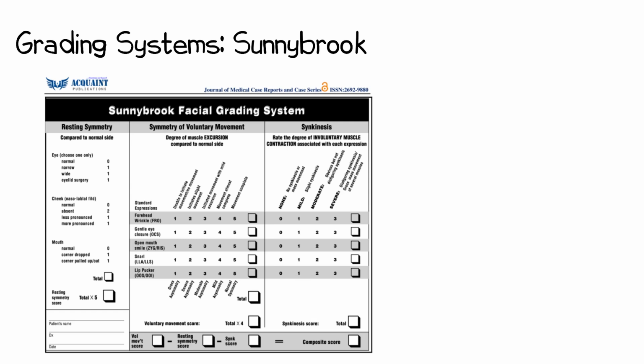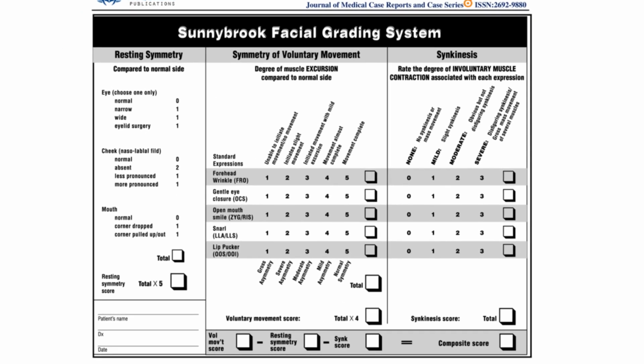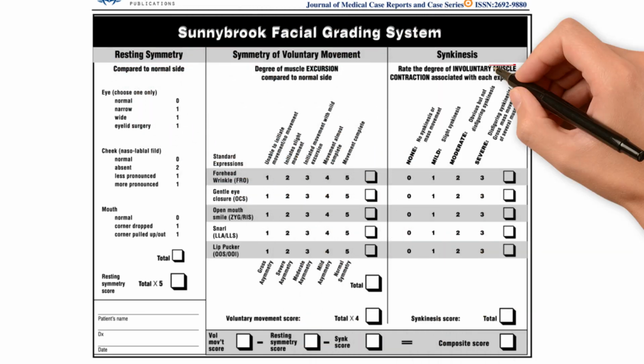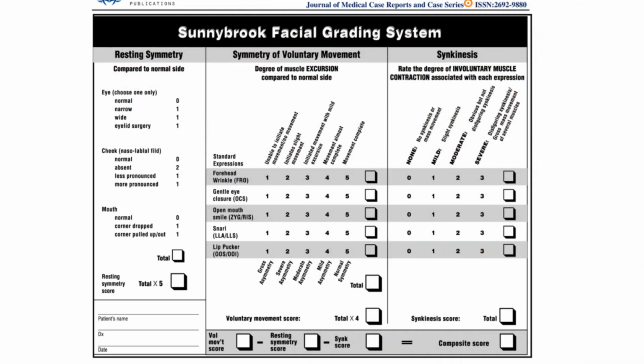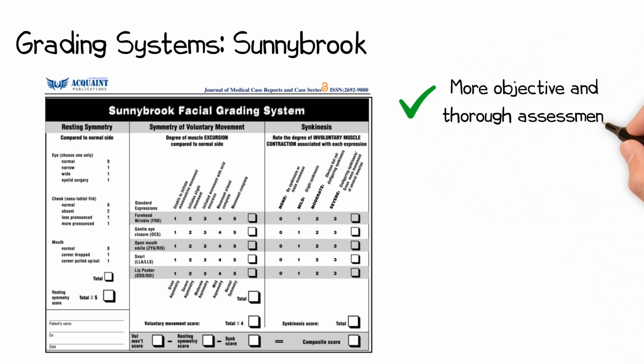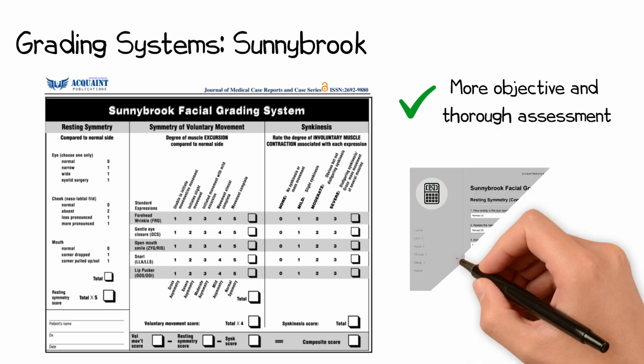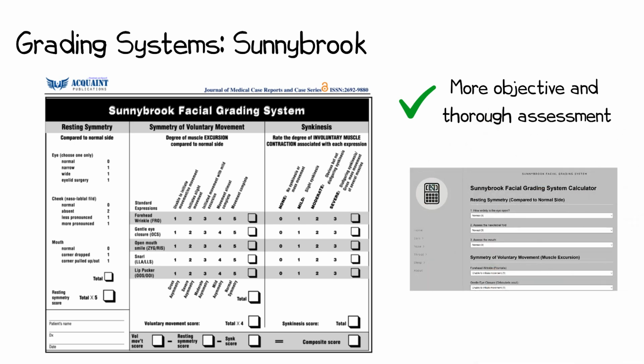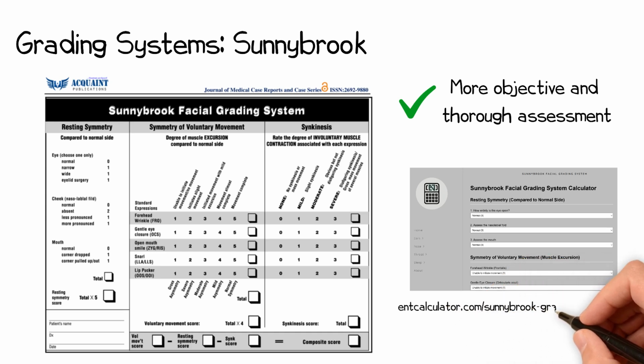Another grading system used is the Sunnybrook Grading system, where the evaluation of the extent of palsy is split into 3 sections: resting symmetry, symmetry of voluntary movement, and synkinesis, involuntary movement. Specific signs are recorded with individual scores, for example, the presence of a symmetrical open mouth smile or any involuntary gentle eye closure. This allows a more objective and thorough assessment to be carried out, highlighting different facial regions. The grading system is summarized in an easy-use format on entcalculator.com/Sunnybrook Grading System.